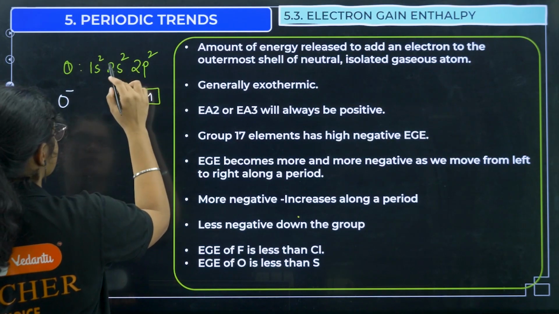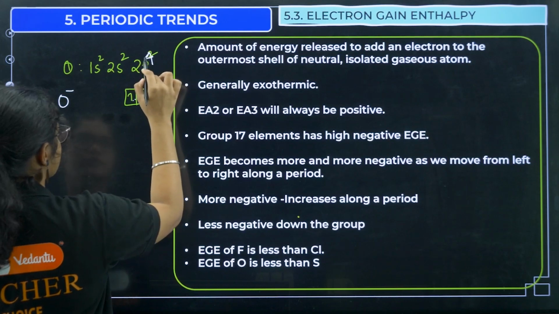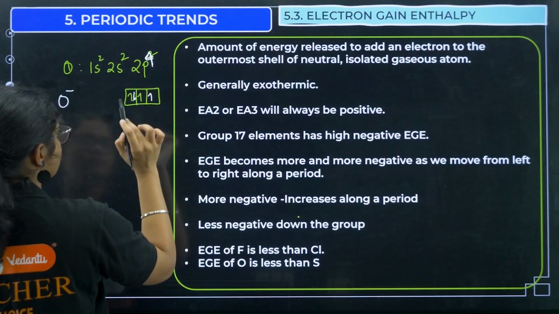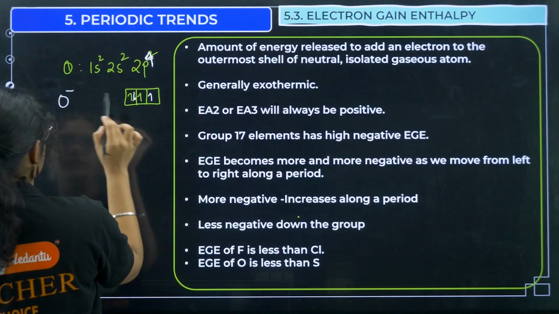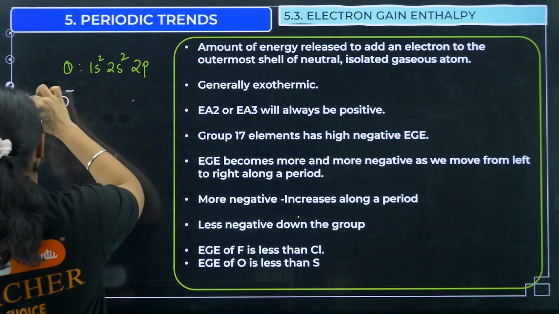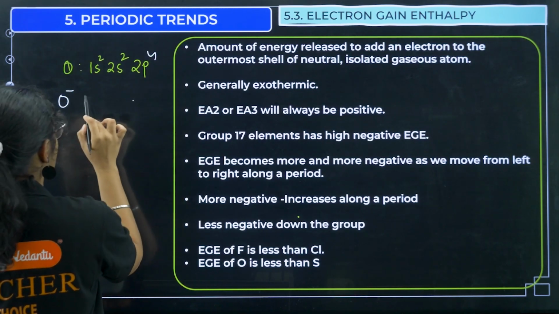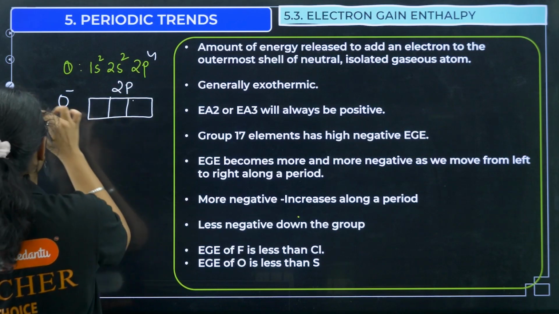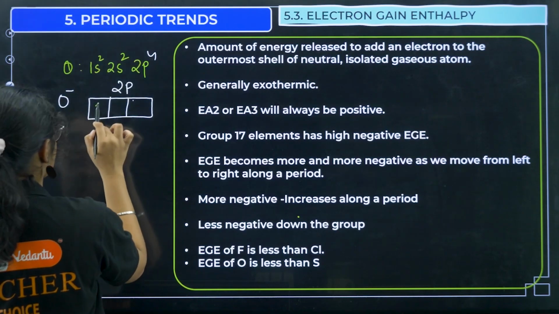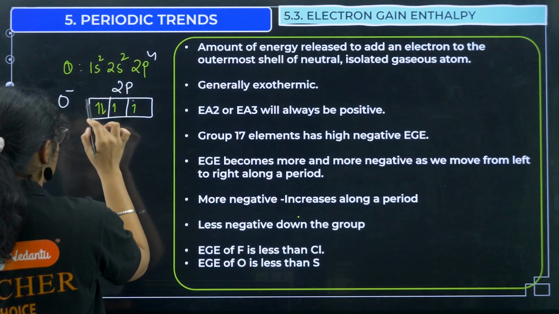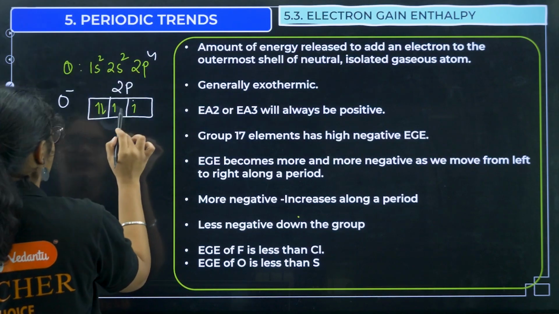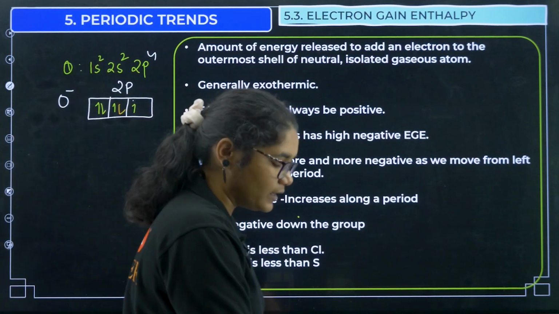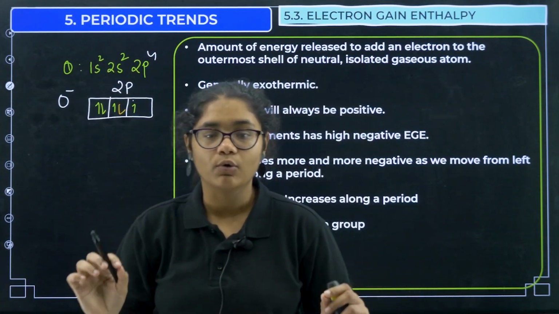Oxygen, sorry, 2p4 was there, so I'll write it in different colors so it will be clear. So oxygen, this is 2p, and already it has 4 electrons, 1, 2, 3 and 4. Now I added one more electron that I am showing with a different color. I added one more electron, it became O minus.